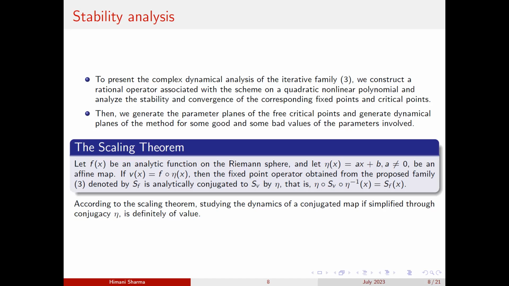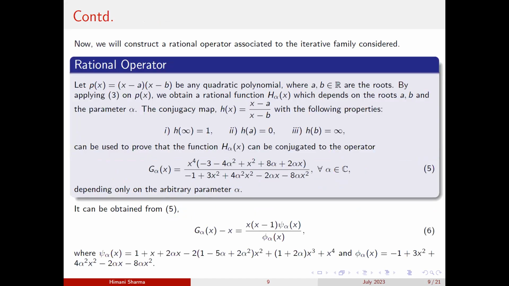So first of all, the scaling theorem: let f(x) be an analytic function on the Riemann sphere. If g is the composition of f and eta, where eta(x) = ax + b is a linear map, then the fixed point operator obtained from the iterative family will be conjugated to another operator, and by studying this operator we can check the dynamics of our concerned family.